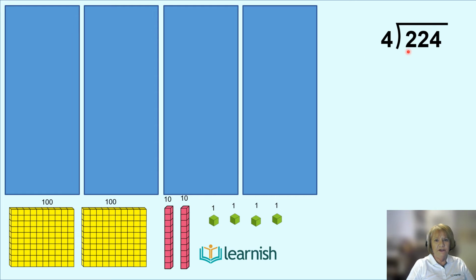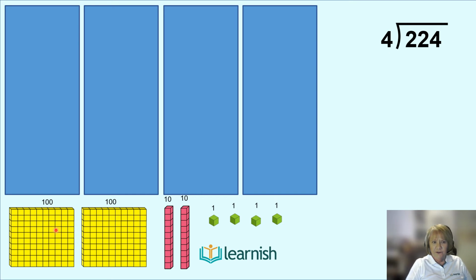Now I'm going to divide 224 by 4. So I'm going to put 224 units evenly into 4 groups. And so to represent that, I have two 100 flats. There are 100 units in each of these flats. That represents the 200. Then I have two base 10s, and that represents 20. And I have 4 units, which represents the 4 ones.